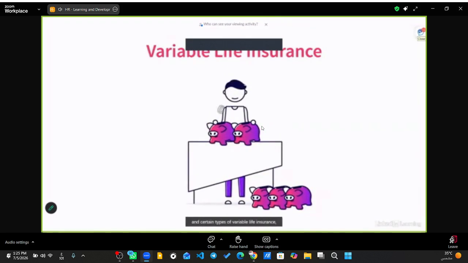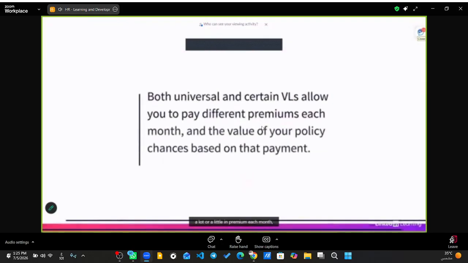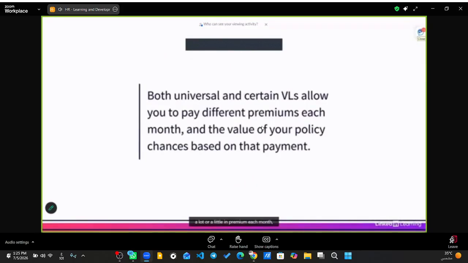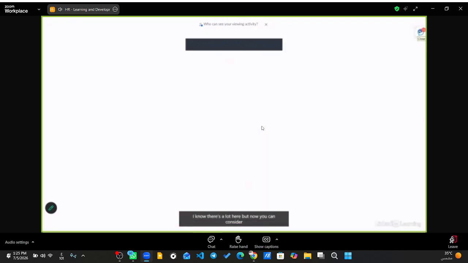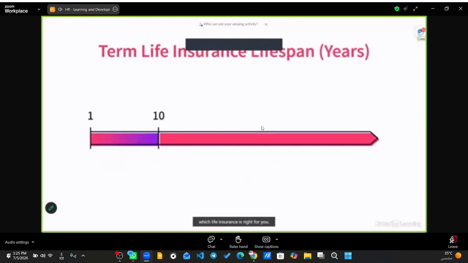Both universal life insurance and certain types of variable life insurance, called variable universal life insurance policies, allow you to pay either a lot or a little in premium each month, and the value of your policy changes based on that payment. I know there's a lot here, but now you can consider which life insurance is right for you.